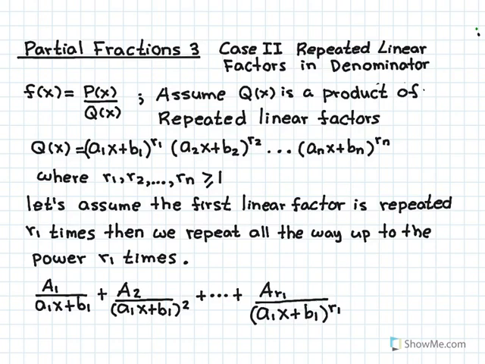Let's assume that the first linear factor is repeated r1 times. Then we'll repeat all the way up to the power r1 times. So the first term will be a1 divided by a1x plus b1, plus a2 divided by a1x plus b1 squared. The third term will be a3 divided by a1x plus b1 cubed. And it goes all the way up to ar1 divided by a1x plus b1 to the power of r1. So we collect all the way up to the power r1.